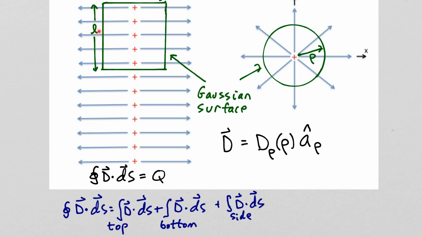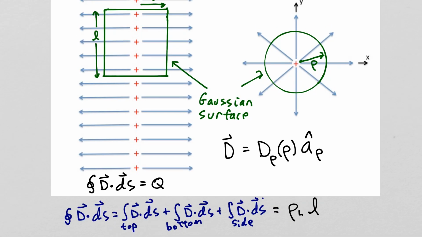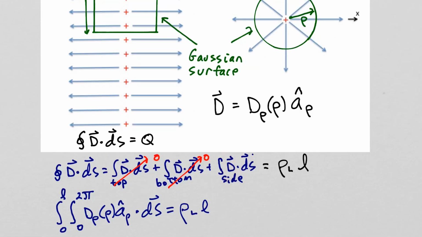So the charge enclosed is rho sub L times L. We chose a Gaussian surface that matches the symmetry of our electric flux density field. So no electric flux goes through the top surface or through the bottom surface. So this integral is 0, and this integral is 0. So for D, let's substitute in our form of the electric flux density field.